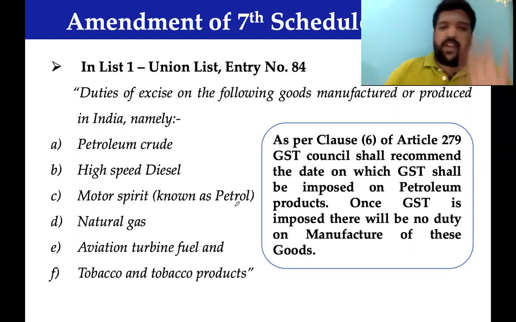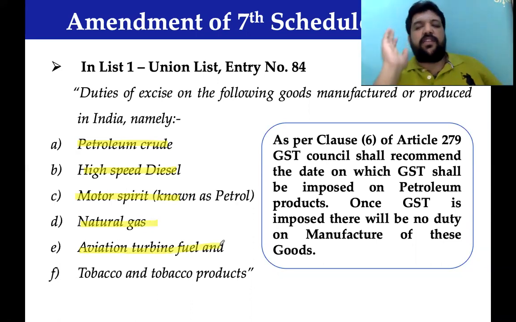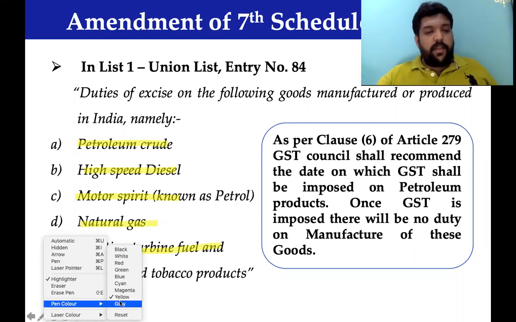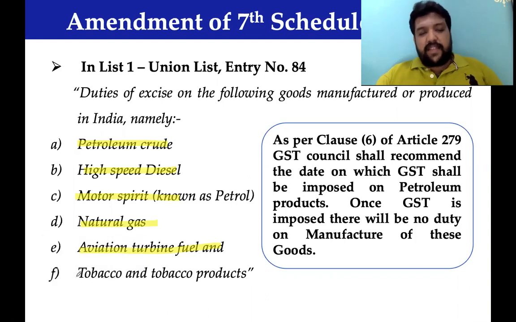Only 5 products: petroleum crude, that is crude oil, diesel, petrol, natural gas, and aviation turbine fuel, the one that is used in aircraft. 5 petroleum products. Leave your tobacco and tobacco products aside consciously. That is a separate item which is not linked with anything.